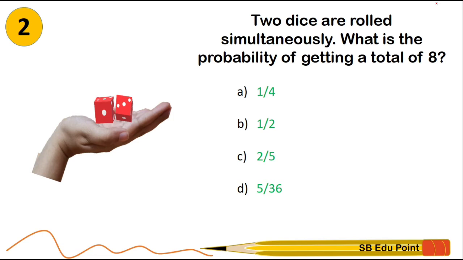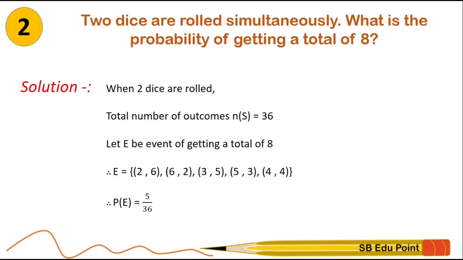Then the second question we have, two dice are rolled simultaneously, and it is saying that we need to find the probability of getting a total of 8. A total of 8, for example, on first die I got 5, and on the second die I got 3. So the sum will be 8. Likewise, we need to get the probability. Okay, so let's check the solution for this question.